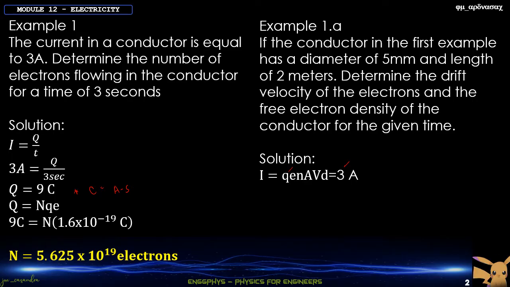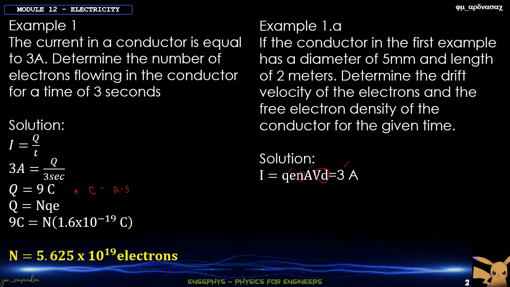We do not know our electron density. We can solve for the cross-sectional area given the diameter, but we do not know our drift velocity. So how are we going to use this equation? We cannot use this one yet, but we know the time of travel of our electrons, and we know how far our electrons would travel throughout our conductor since we're given the length of the material.